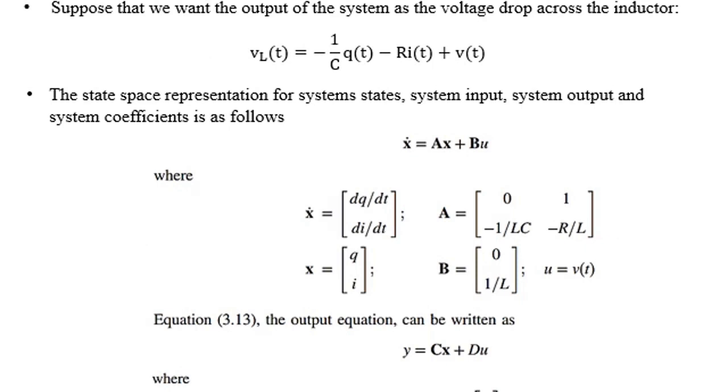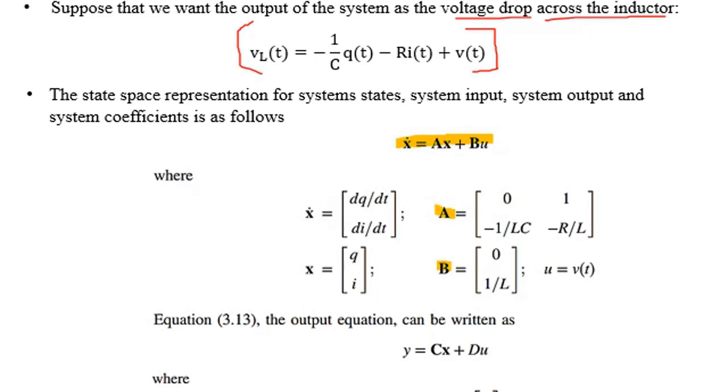Students, we are observing the voltage drop across the inductor as the output of the system, and its relation can be obtained through KVL. State space model of a linear time invariant system can also be represented in matrix form, which is x dot equals Ax plus Bu, where A is the system matrix and B is the input matrix.